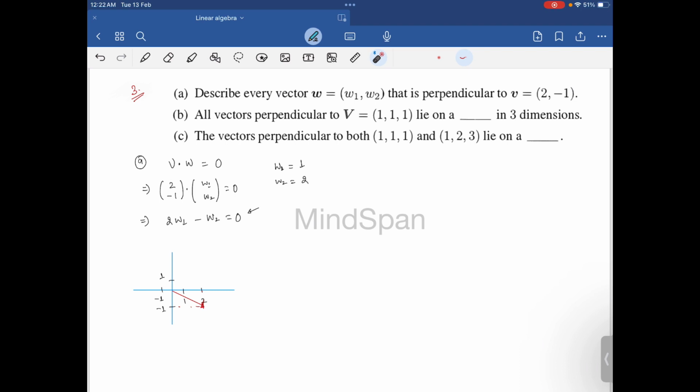But here the question asks: describe every vector, all the vectors that are perpendicular to this vector v, right? So one of the vectors that is perpendicular to this v is this one, right? If we have to draw this one, that is x equal to 1 and y equal to 2, so that will be somewhere here, right?